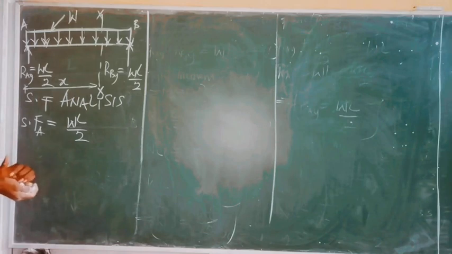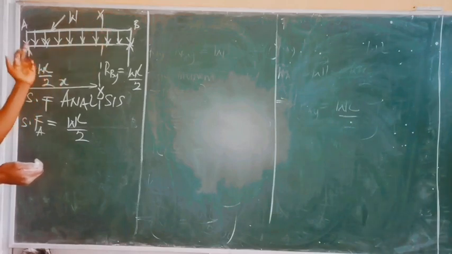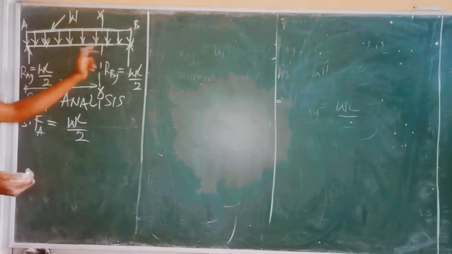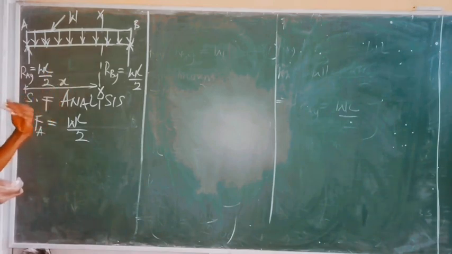This now means that the UDL portion, or the length of the UDL about the point of section, which is simply the length from point A to the point of section, from this point to this point, is simply what? X meters. That becomes the length of the UDL about that point of section.